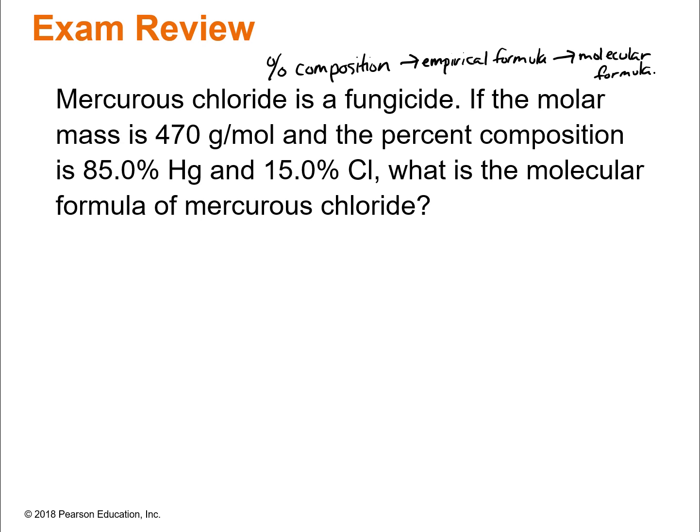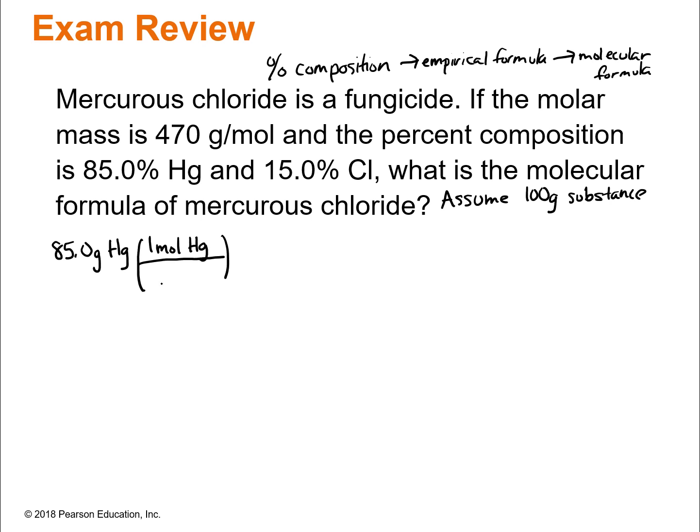In order to go from the percent composition to the empirical formula, we have to make an assumption. And that assumption is that we have 100 grams of substance. That way, instead of percent, we can say grams for each of the elements. For each of these, we're going to take the number of grams and convert to the number of moles. That uses the molar mass of each of these.